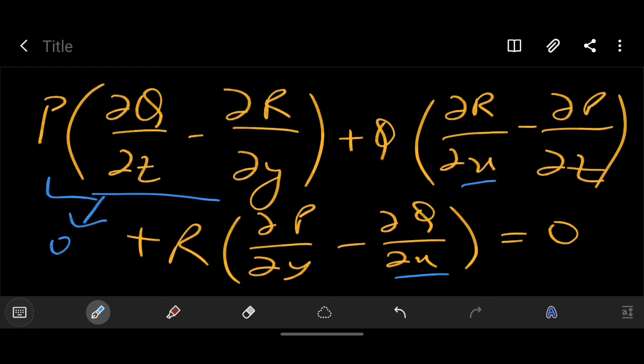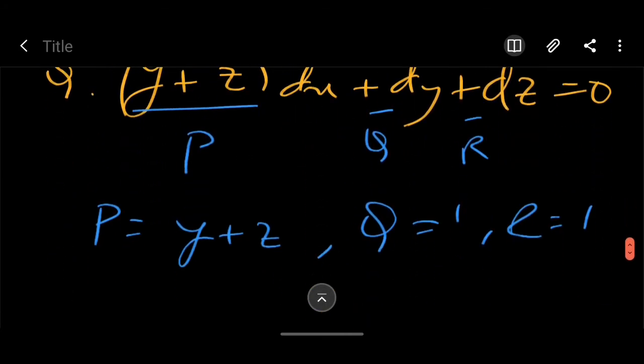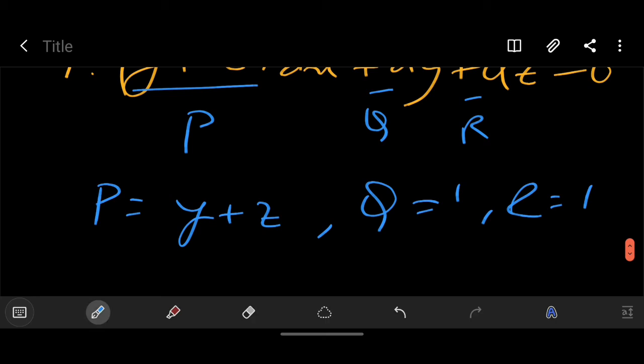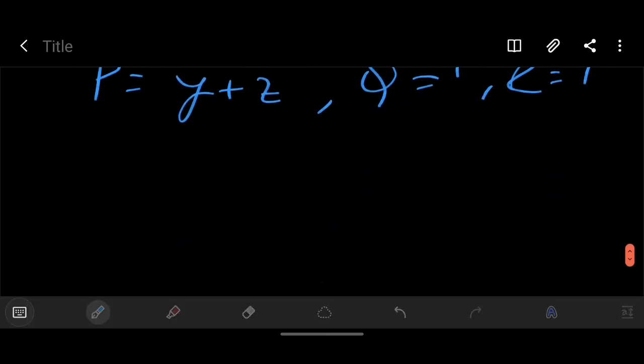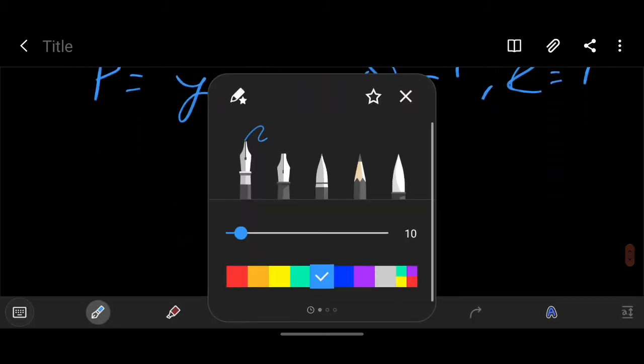And P, if you differentiate with respect to y, then it becomes 1. And if we differentiate with respect to z also, it becomes 1. So here is minus 1 and here is plus 1. Here it would be plus 1, and here it would be minus 1 because of this sign. So minus 1 plus 1 is 0. So the condition is satisfied, and our equation is integrable.